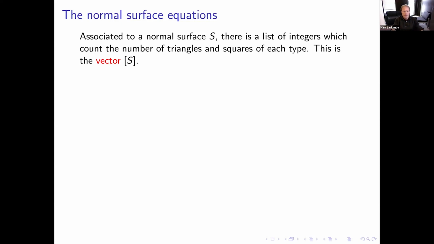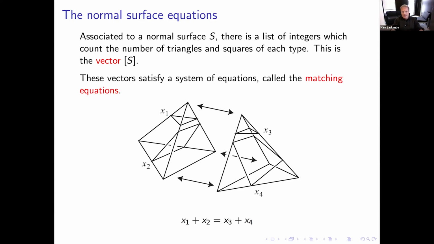And it turns out that they satisfy various constraints. One of them is the matching equations. If I have a face of my triangulation which isn't on the boundary of the manifold, then it has 2 tetrahedra, one on each side.